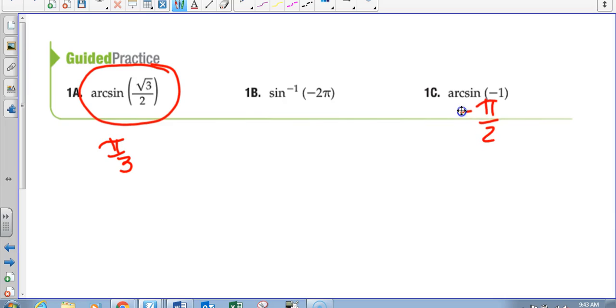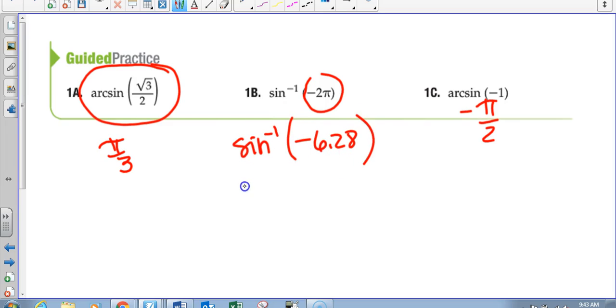Negative pi over 2. Everybody okay? All right, this one is totally weird. First of all, that looks like an angle to me, not a value. But the only thing arc sine can do is plug in a value and find the angle. So if we pretended that was a decimal in radians, or just a decimal value, can the sine ever be negative 6 something? Picture the sine graph. It only goes between negative 1 and 1, right? So this is not possible.